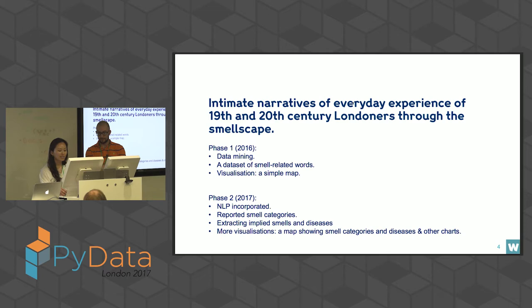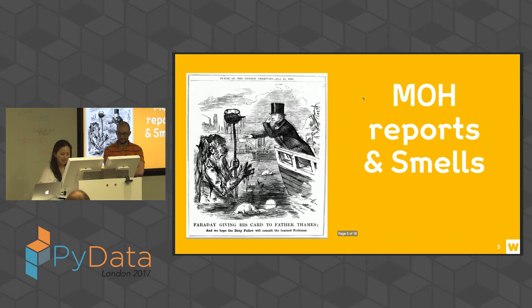So I'm going to tell you a little bit more about the MOH reports. Each local authority was required to appoint an MOH, who oversaw the work of a team of assistant medical officers, sanitary inspectors, health visitors and clerks as they carried out the work necessary to meet their public health responsibilities. That happened during the 19th century.